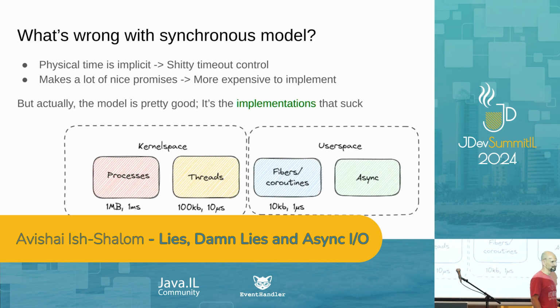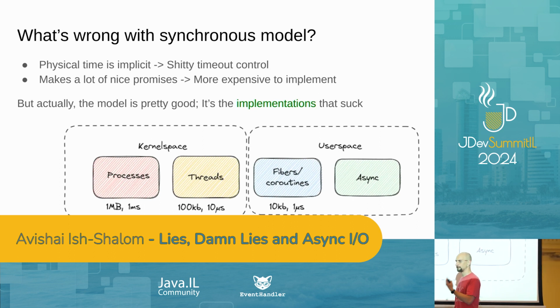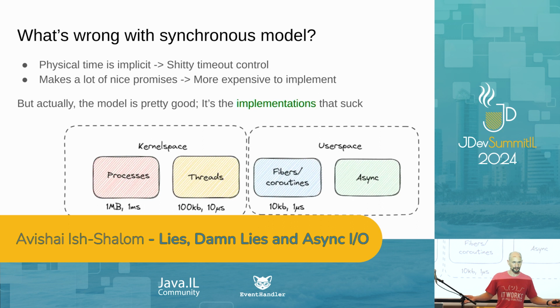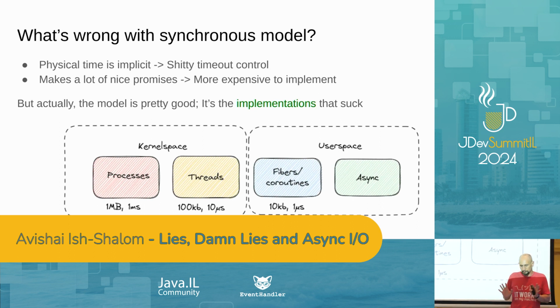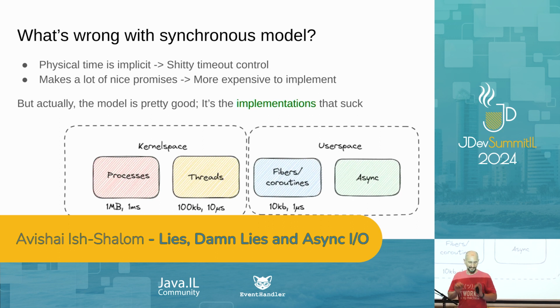Also, it's expensive because it makes a lot of nice promises. It gives us a lot of features. Features have cost. So it's more costly in terms of resources. This is basically the opposite of minimalism. But actually, the model is pretty good. The real problem is that the implementations suck. Just to give you an example, if we implement it in user space, like they do in coroutines and fibers, which you can find in many other languages, like Golang, or Ruby, or Python, it costs much less to create a new fiber than it does to create a new thread. Also, less in terms of memory.